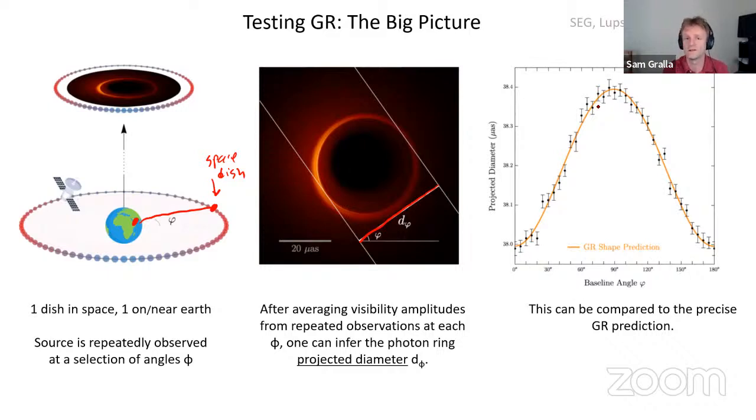Because this photon ring, as I said in the very beginning, really tracks properties of the space-time, the Kerr metric makes a prediction. It's highly circular, but not completely circular. And you can just check whether the data agrees with the prediction.